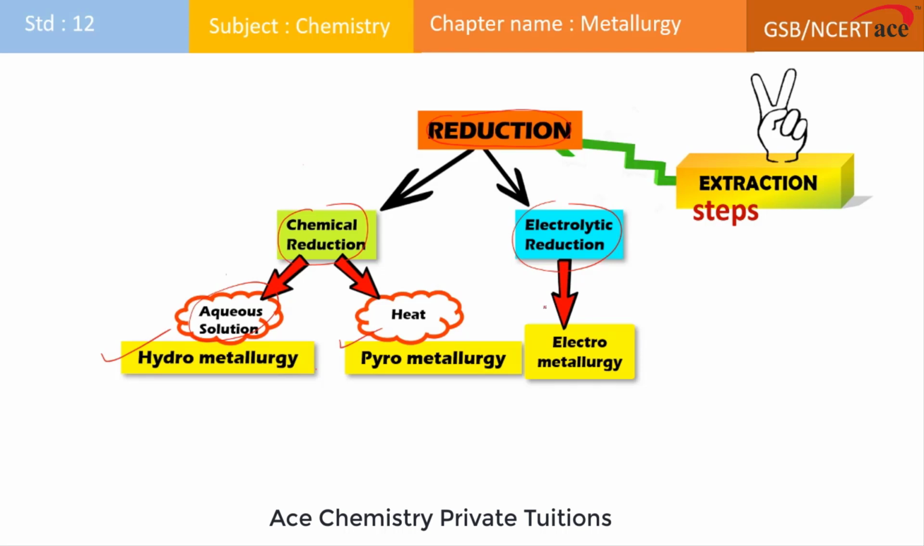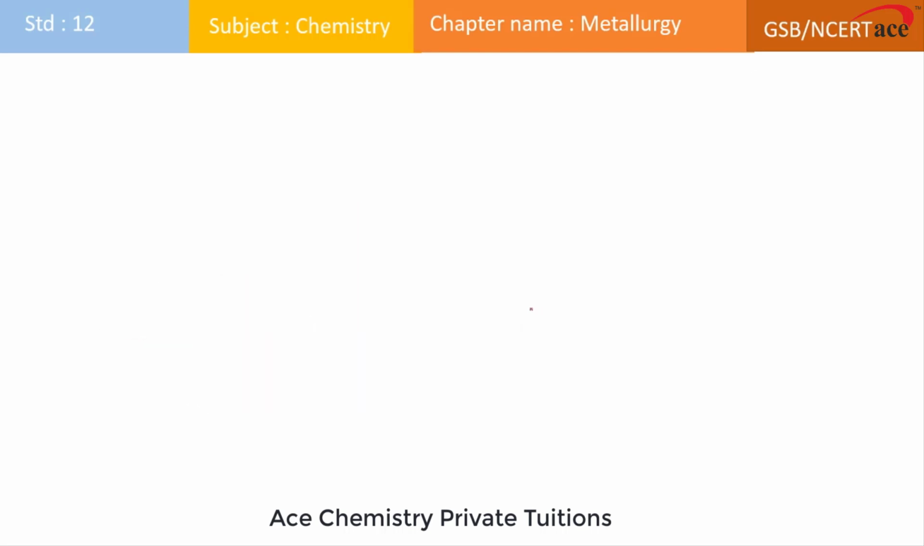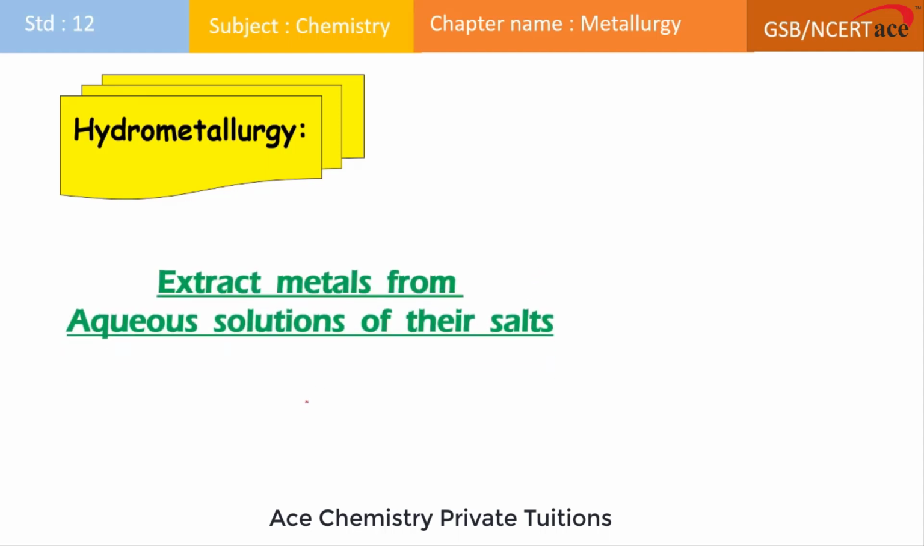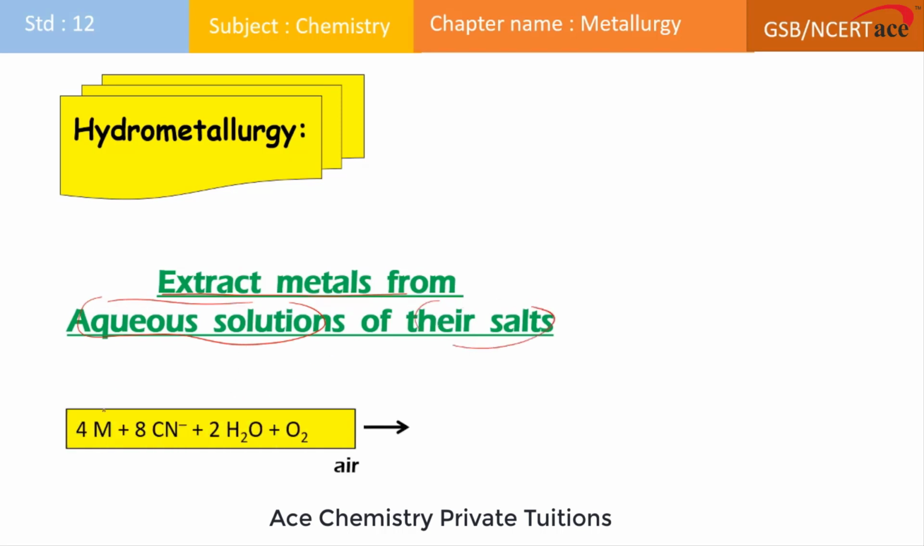So let us understand the very first one, hydrometallurgy. Let's see what we do in hydrometallurgy. Generally, hydrometallurgy is applied for less reactive metals, and it is used to extract metal from aqueous solutions of their salts. Let's say the metal over here is a less reactive metal, and we will take the example of less reactive metals such as silver and gold. It contains impurities. So the metal represented over here is what? Impure metal. It contains some amount of impurities.